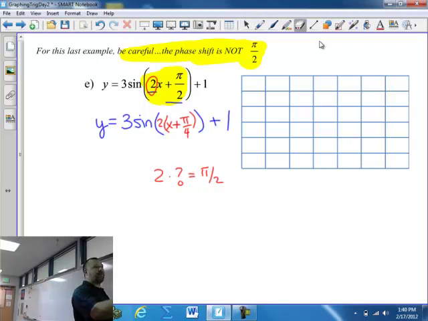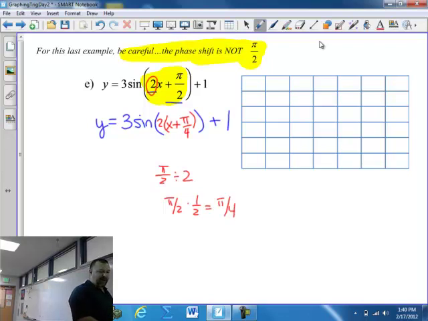Could you divide if you wanted to divide? You could. Basically, 2x turned into x by dividing by 2, so you're going to do pi over 2 divided by 2, which is pi over 2 times a half, which is pi over 4. So there's lots of ways to get here, but you just need to make sure you get the right number out of that, because we said before the phase shift is not pi over 2.